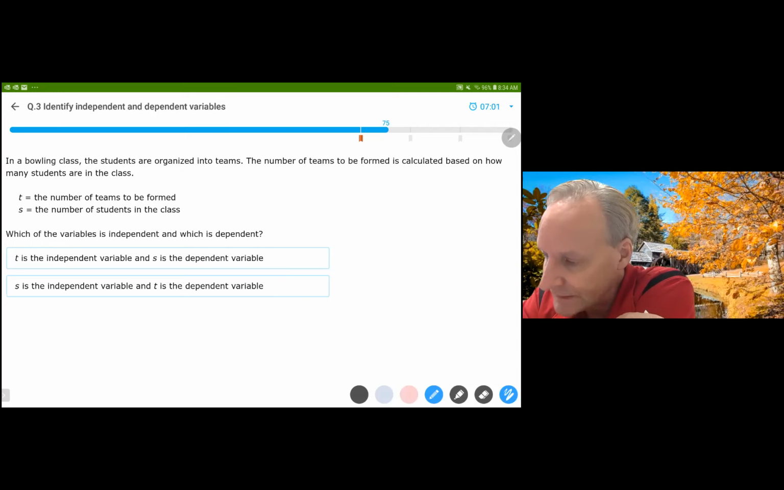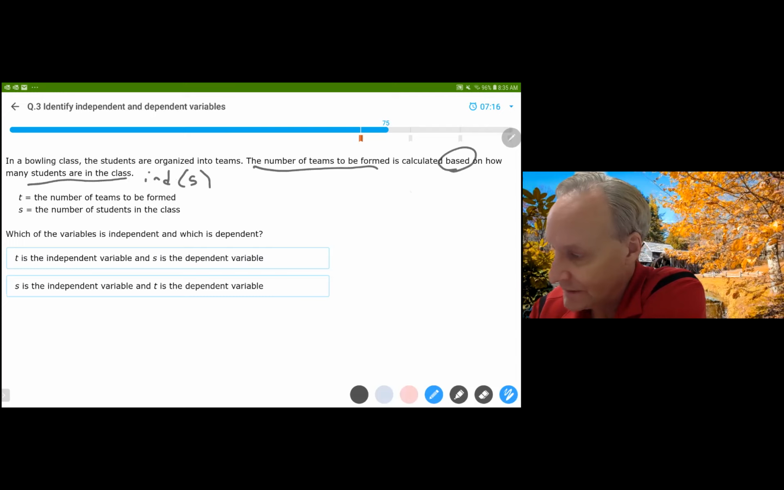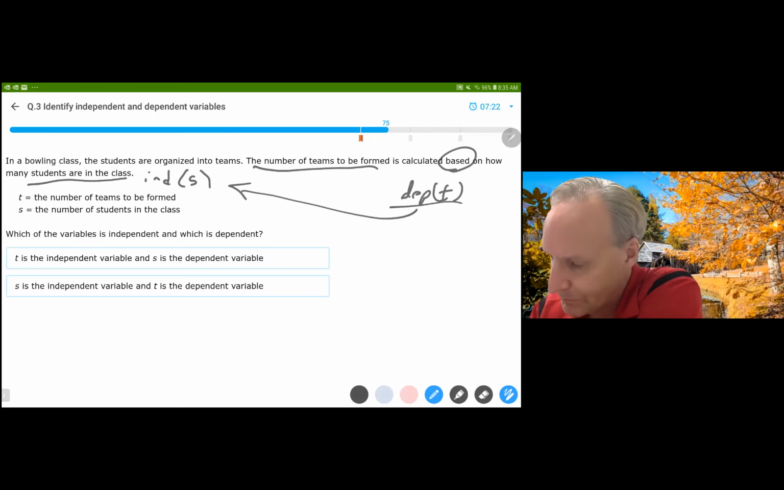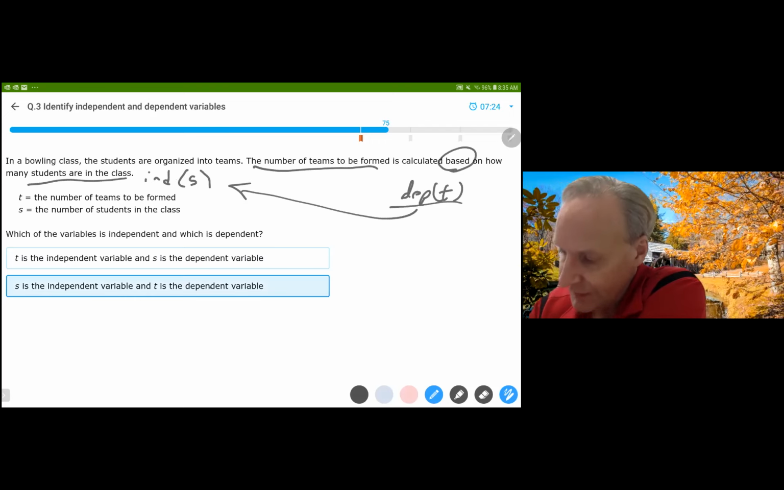Okay, in a bowling class, the students are organized into teams. The number of teams is calculated based on how many students are in the class. So the independent is the students in class, and the number of teams depends on how many students are in the class, doesn't it? That would be T.